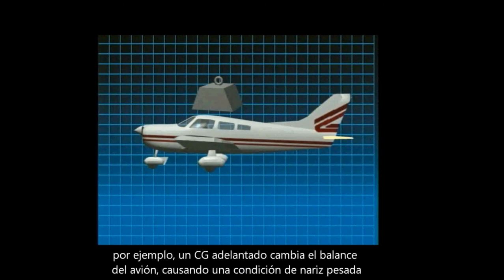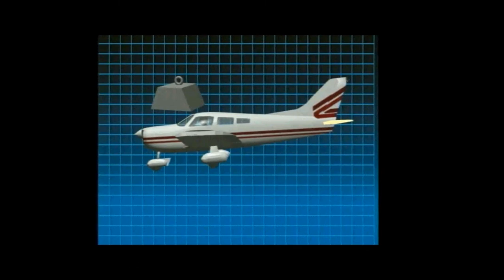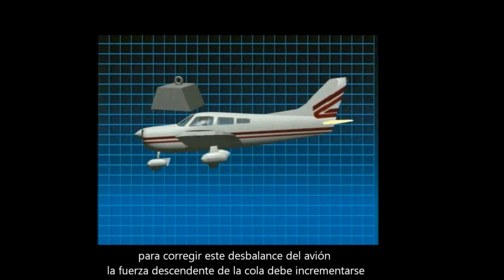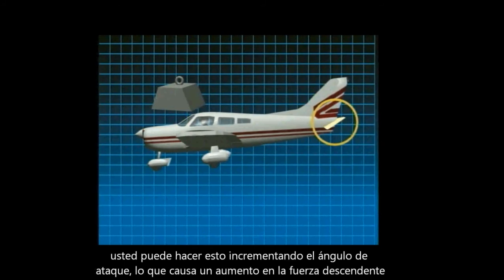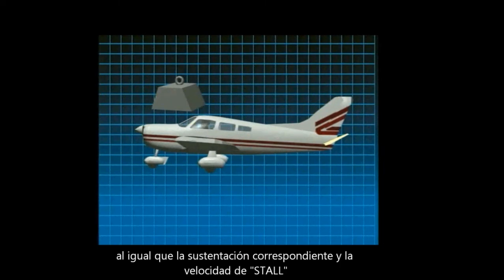CG shifts the balance of the airplane, causing a nose-heavy condition. To counteract this and balance the airplane, tail downforce must be increased. You can do this by increasing the angle of attack, which causes an increase in tail downforce, as well as a corresponding increase in lift and stall speed.